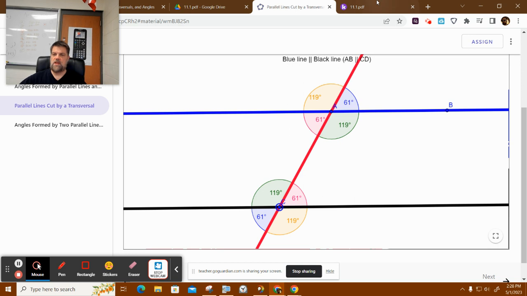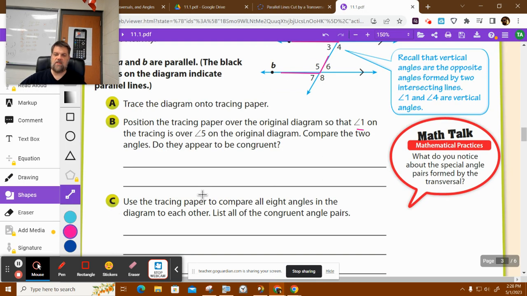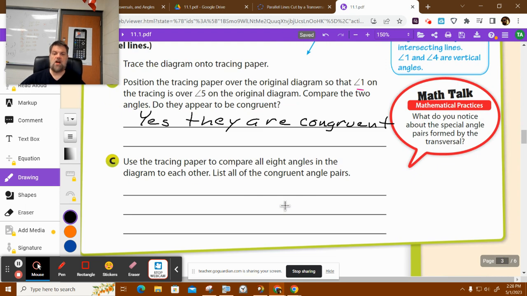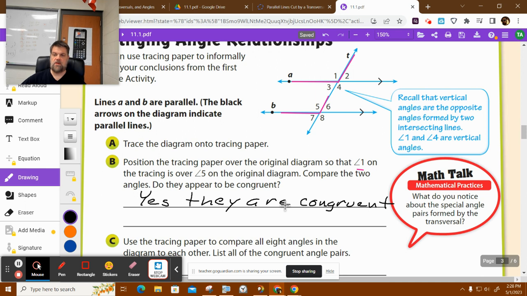There we go. And so what do you know about angle 1 and 5, the corresponding angles? What would you say? Do they appear to be congruent? Yes. Let me draw this in here. Yes, they are congruent. Now it says using tracing paper, compare all 8 angles in the diagram, list all the congruent pairs.